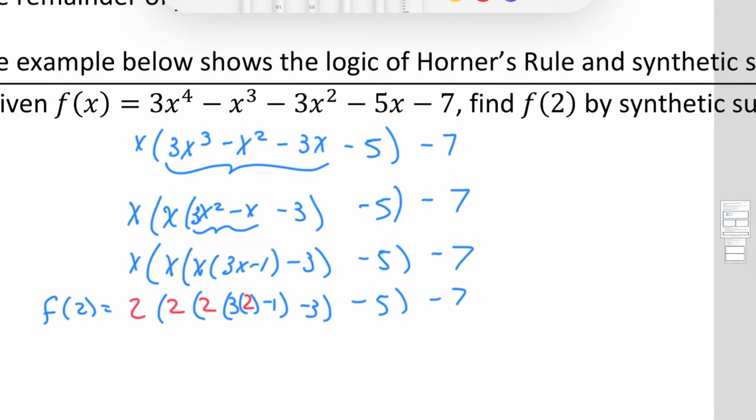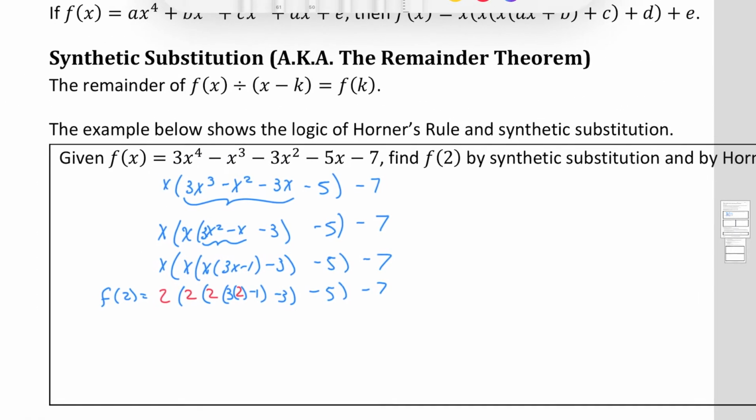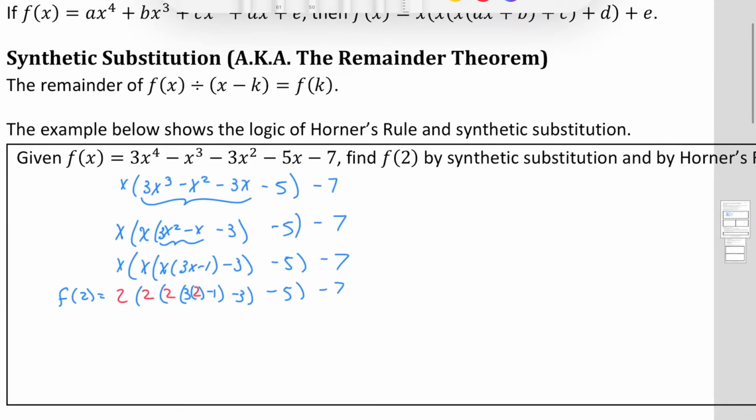So now it's time to evaluate. But before I do, I'm going to set up a synthetic division table. And the synthetic division table will just take the coefficients 3, minus 1, minus 3, minus 5, minus 7, and I am going to do a synthetic division with that same 2 that I was using for my function evaluation. So the synthetic division table brings down the 3. That's our first step. And from this point out, it's going to be a multiply followed by an add.